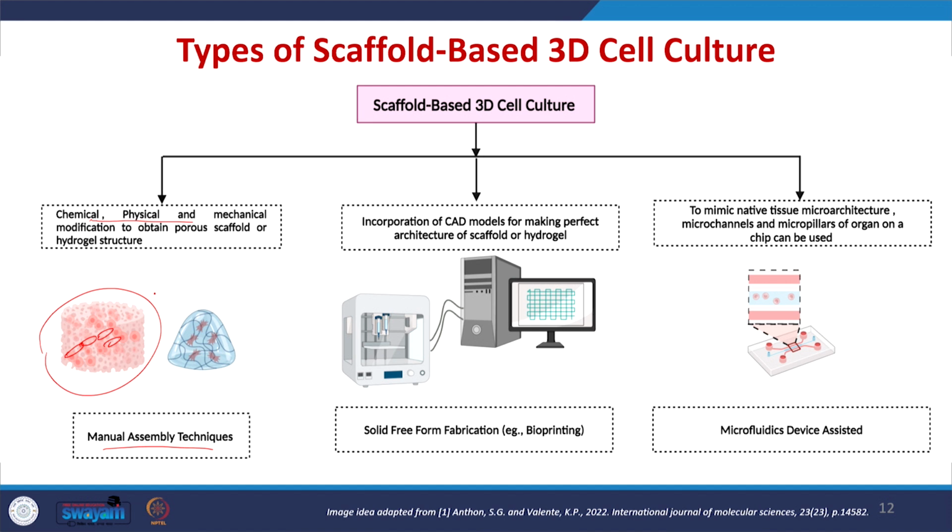This is scaffold based 3D cell culture, and it is a manual assembly technique. Next, we can use the CAD model, that is the computer aided design model, for making a perfect architecture of scaffold or hydrogel, and we can use the 3D bioprinter. We use the 3D bioprinter and we can make the particular 3-dimensional scaffold with the cells.